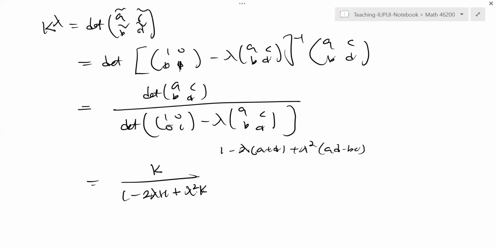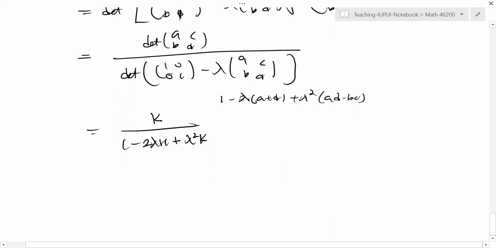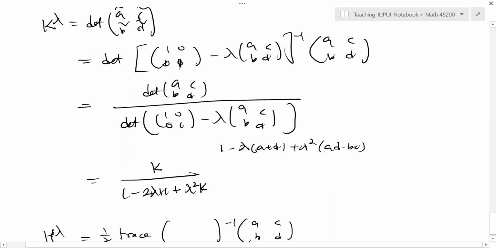Yeah, how about the trace, right? The mean curvature is going to be half of the trace of this matrix, the above matrix, the inverse of A, B, C, D. So we have to find out what that is. Let's do the computation.